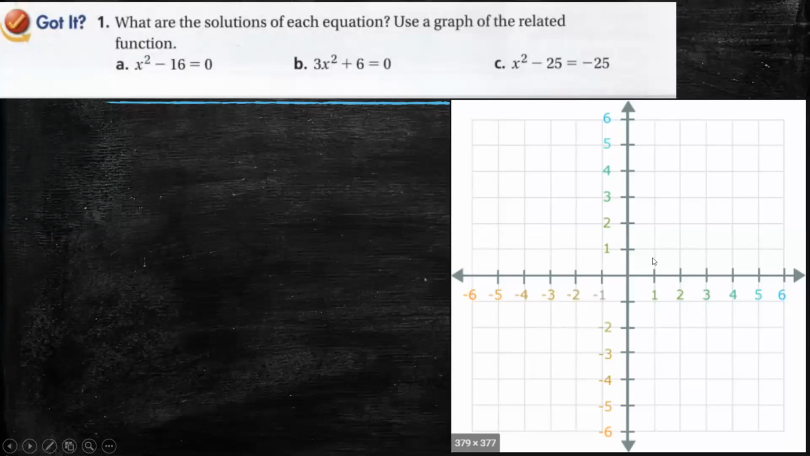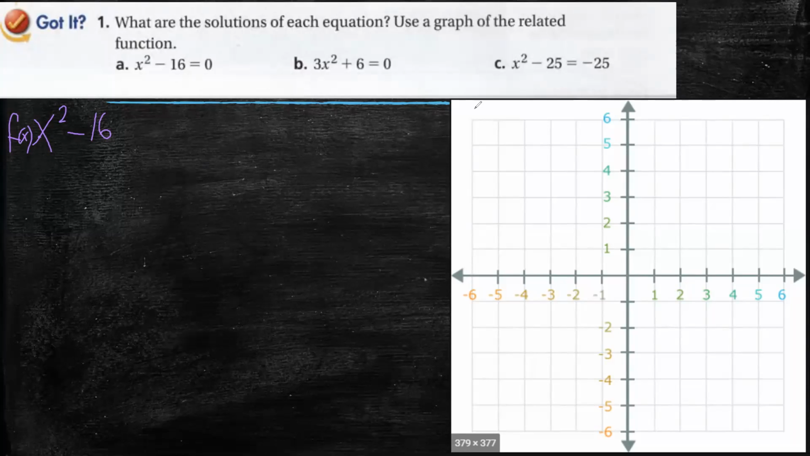Here we have to find the solution of the equations by graphing them. Let's start now with the first one. A is x squared minus 16. F of x is x squared minus 16. We have to graph it.